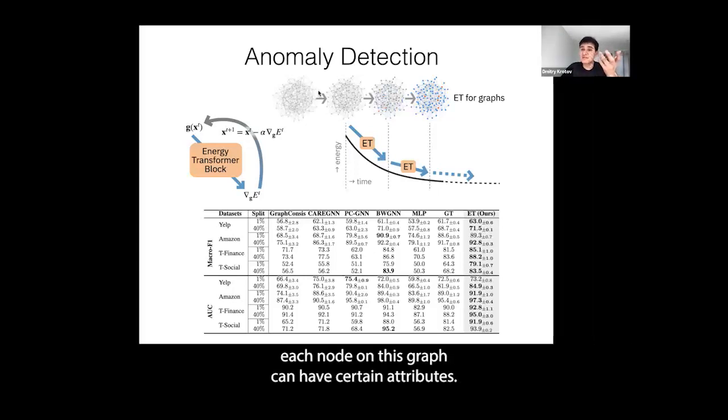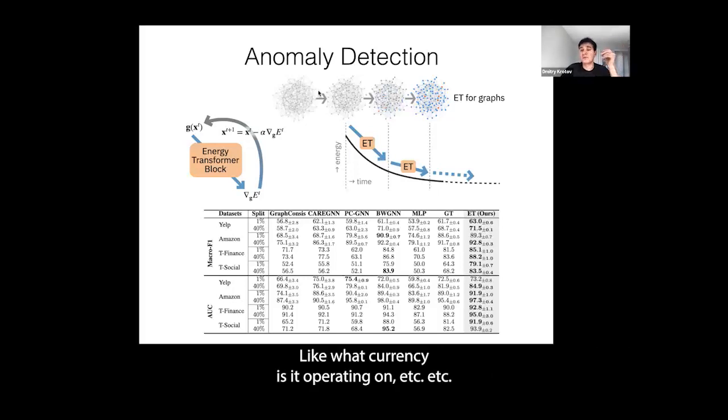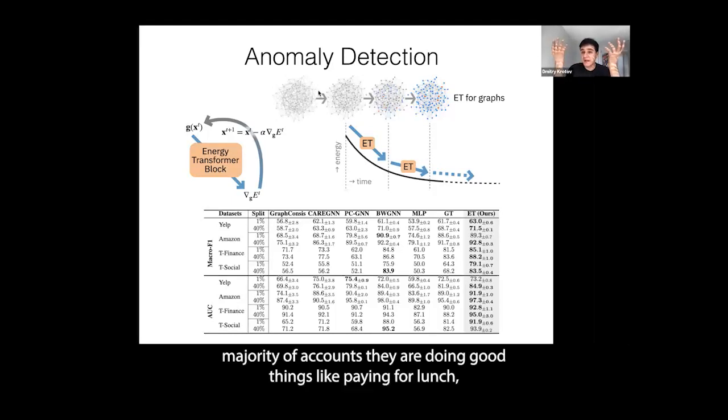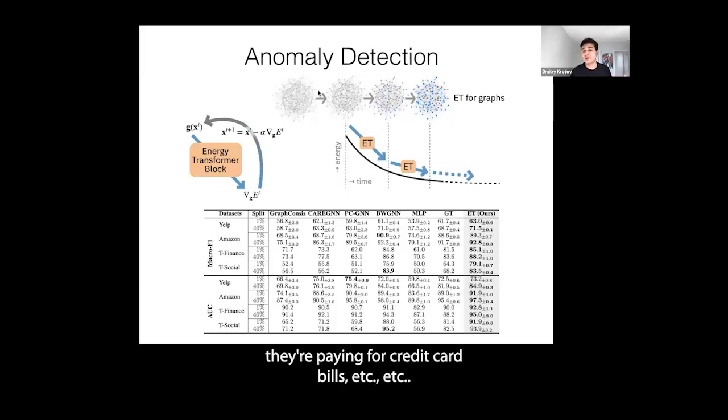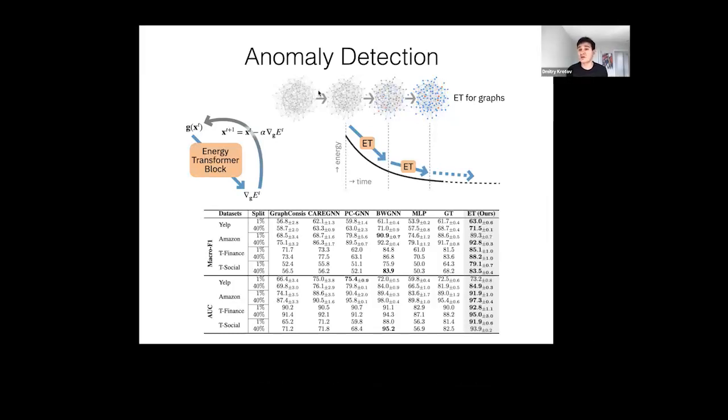Each node on this graph can have certain attributes. For example, when the account was opened, how much money is in that account, what currencies it is operating on, etc. And more importantly, it has the pattern of connectivity to which other accounts it is connected. The majority of accounts are doing good things. They're paying for lunch, they're paying for credit card bills, etc. But some accounts engage in illegal activities like money laundering, fraud, illegal gambling, etc.